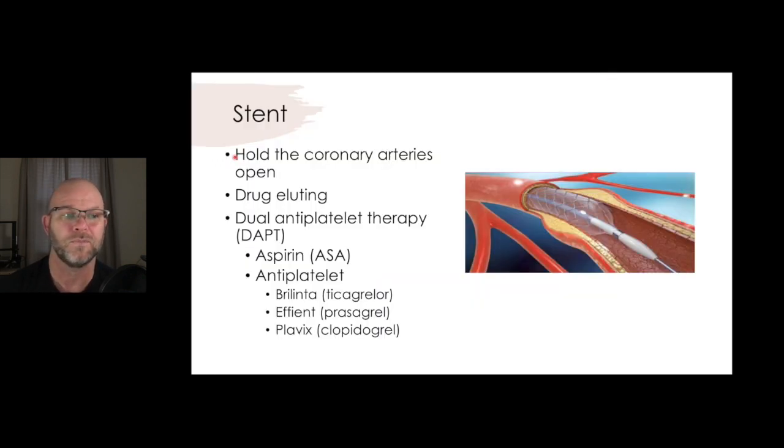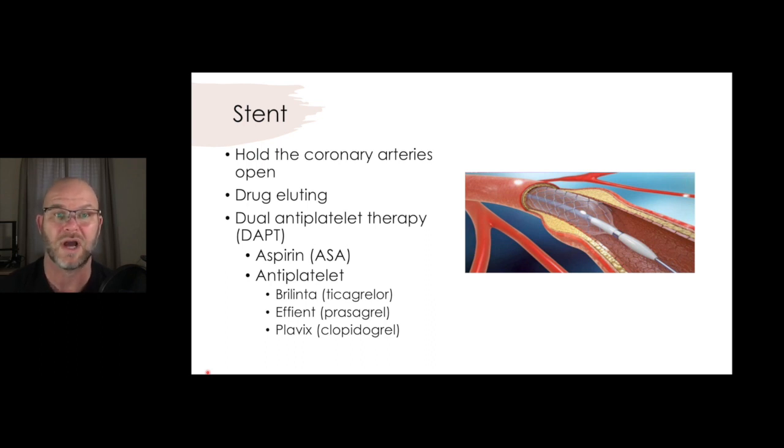So when you put a stent in, what we're talking about is leaving a metal scaffold behind, and that's going to hold that vessel open. Most stents now are drug-eluting. That means they have a drug on them that is kind of like a candy coating that prevents the body from scarring and overgrowing that stent. Remember, this is a foreign body, a metal object exposed to arterial blood.